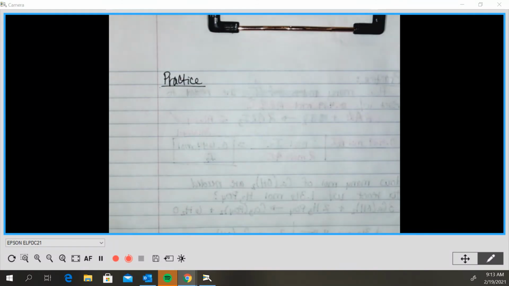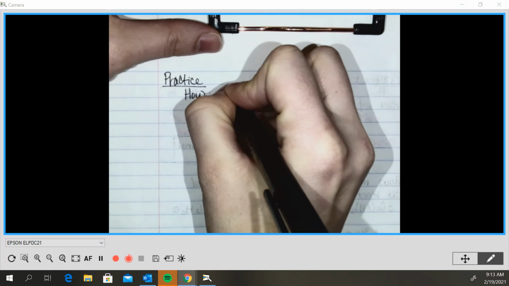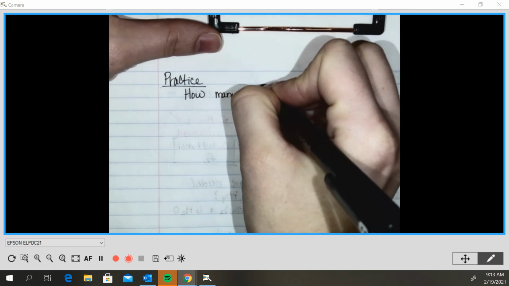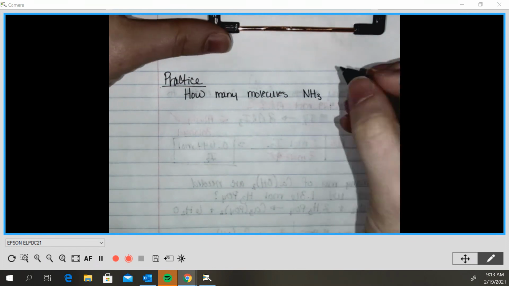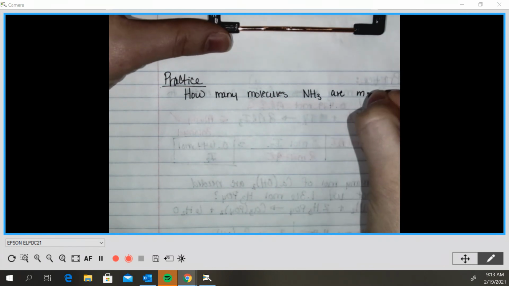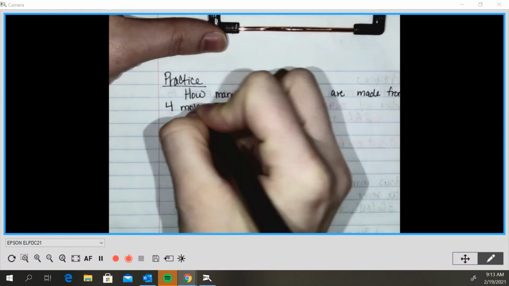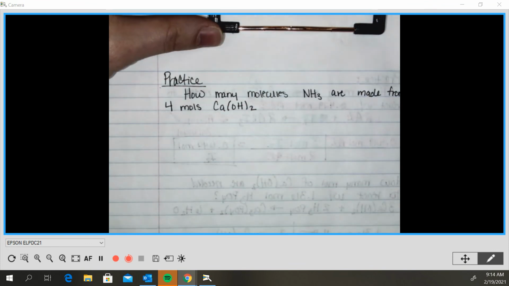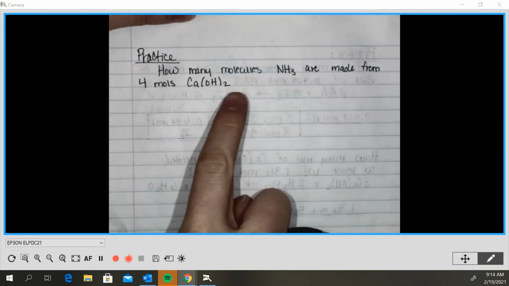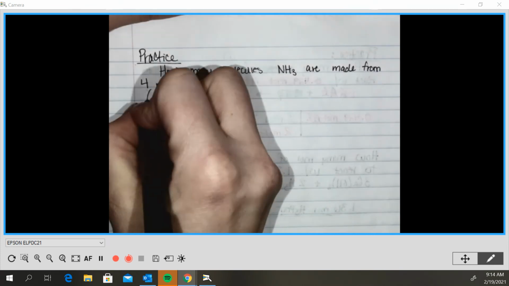So your practice problem, gotta flip my sheet over. How many molecules of NH3 are made from 4 moles of calcium hydroxide? We're working with 2 different substances in this question. We've got NH3 and CaOH2. So you are going to get a balanced chemical equation.